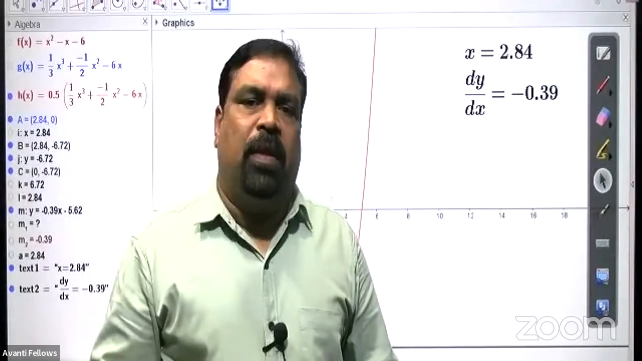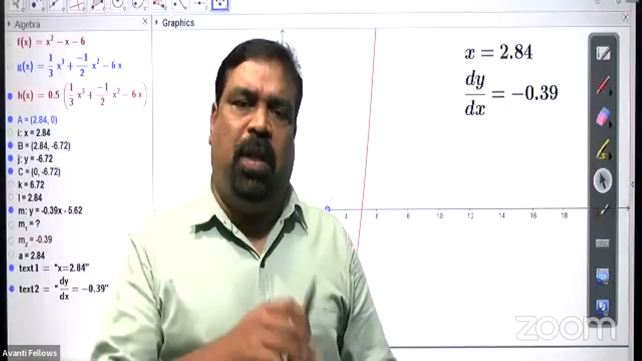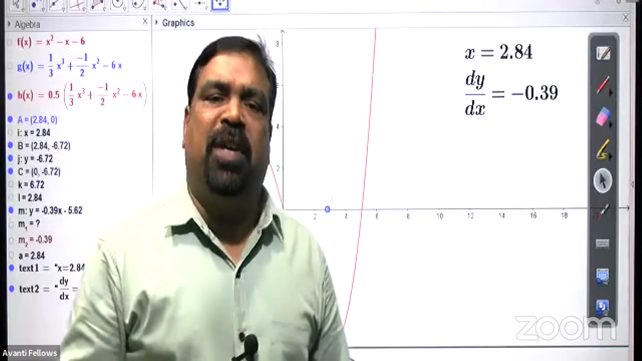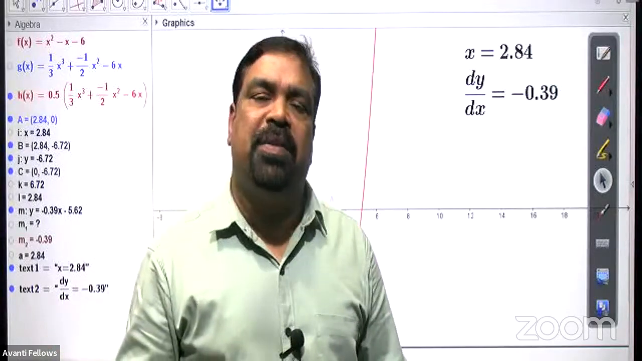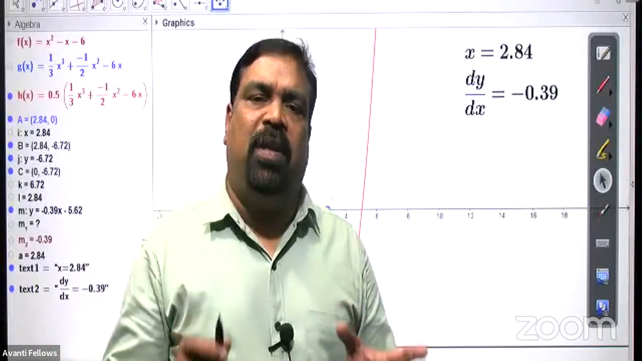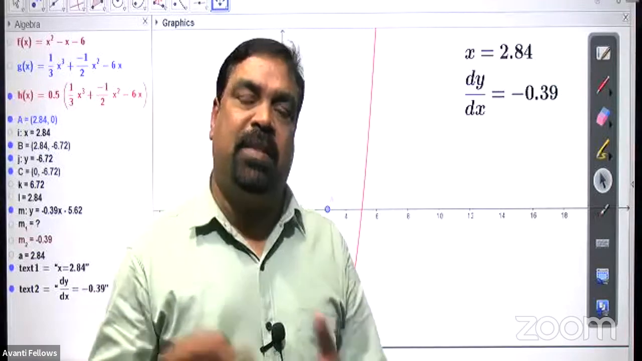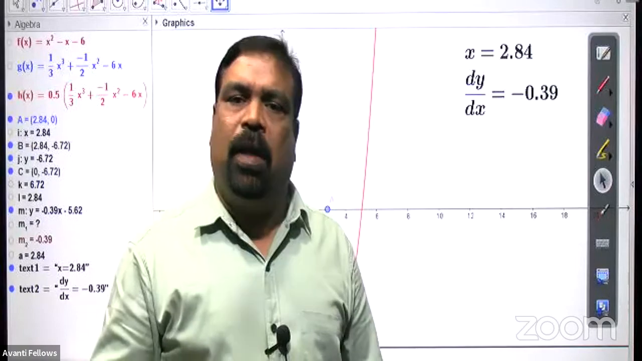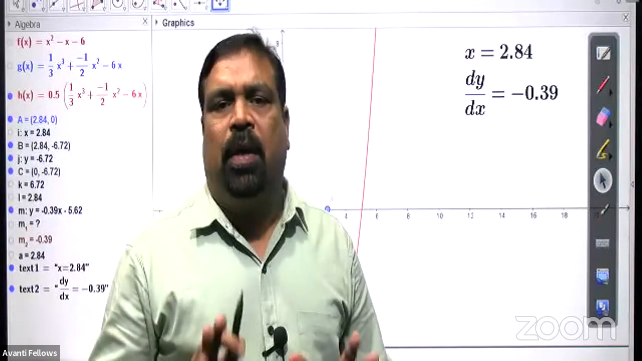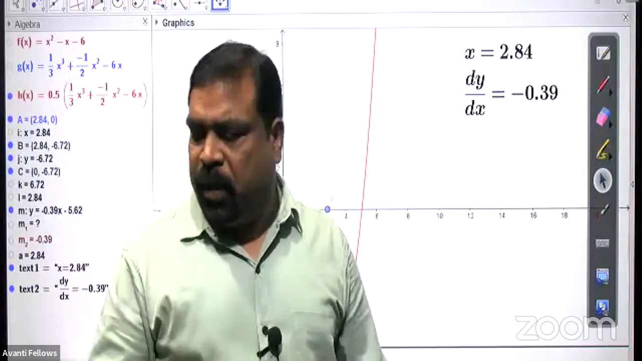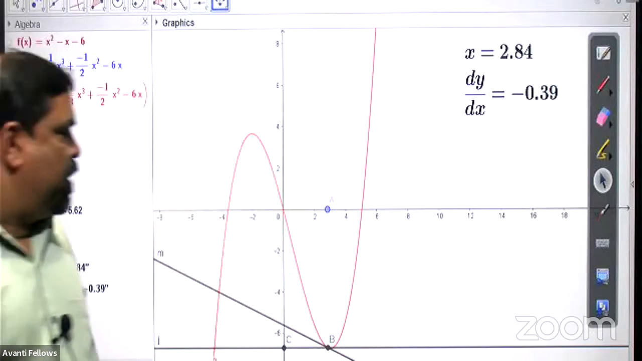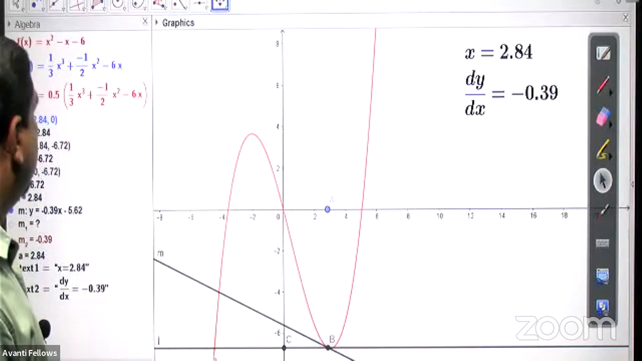Then when the derivative is positive in a particular interval, the function will be strictly increasing. And when the derivative is negative, if f dash x is less than 0, in that interval the function will be strictly decreasing. So this is the idea we have to use. That can be easily shown graphically also. You can see in this figure.